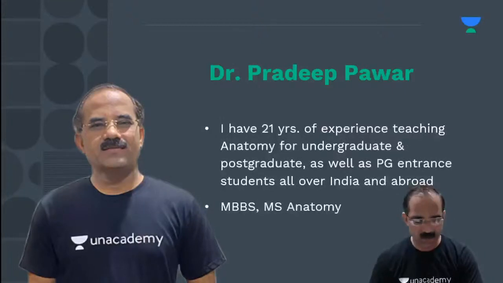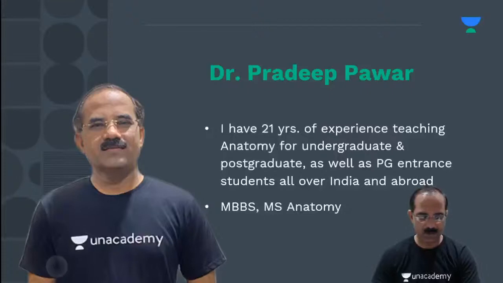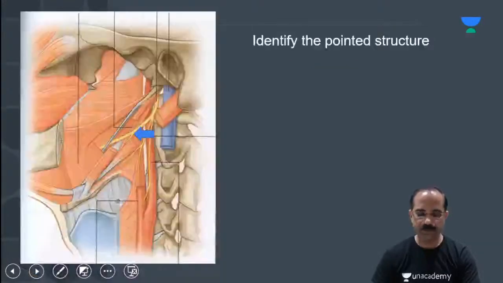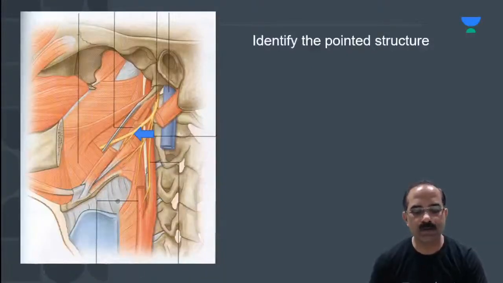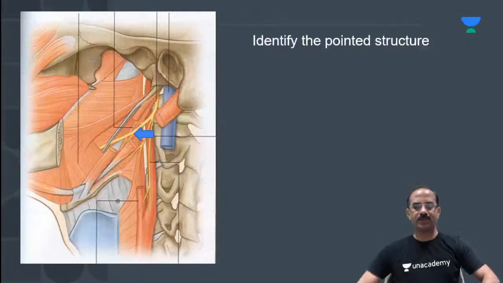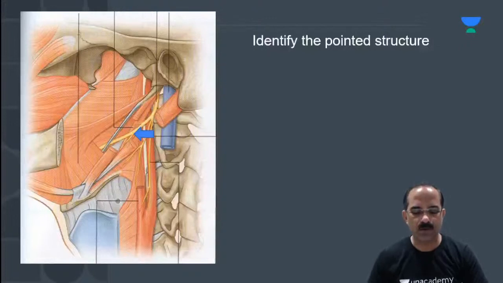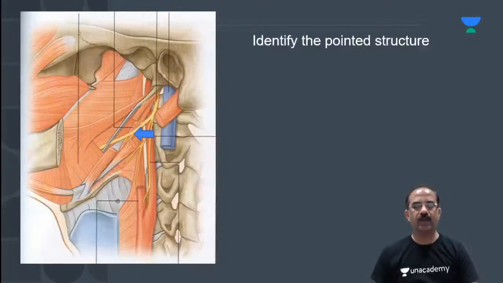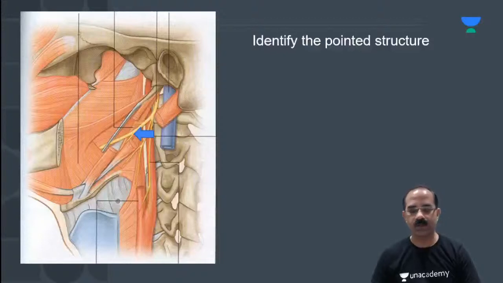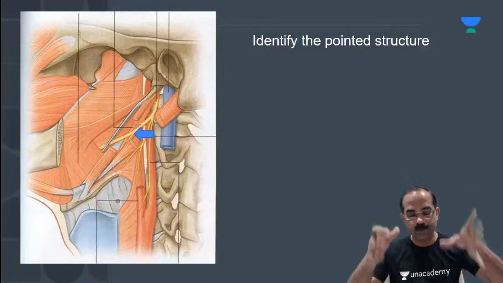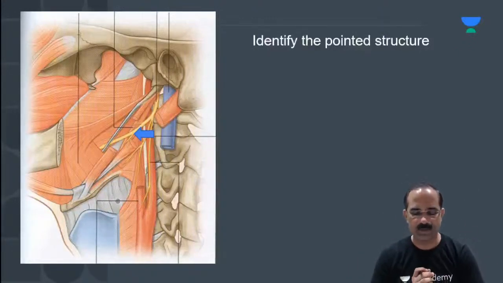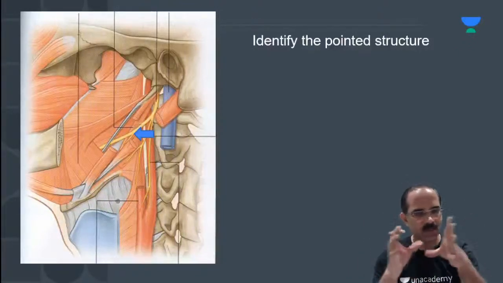Okay, so students, we'll start with the first MCQ. Have a look here. Identify this pointed structure. I hope the field is clear to you. Plenty of things in this visual slide. So let us understand one by one.